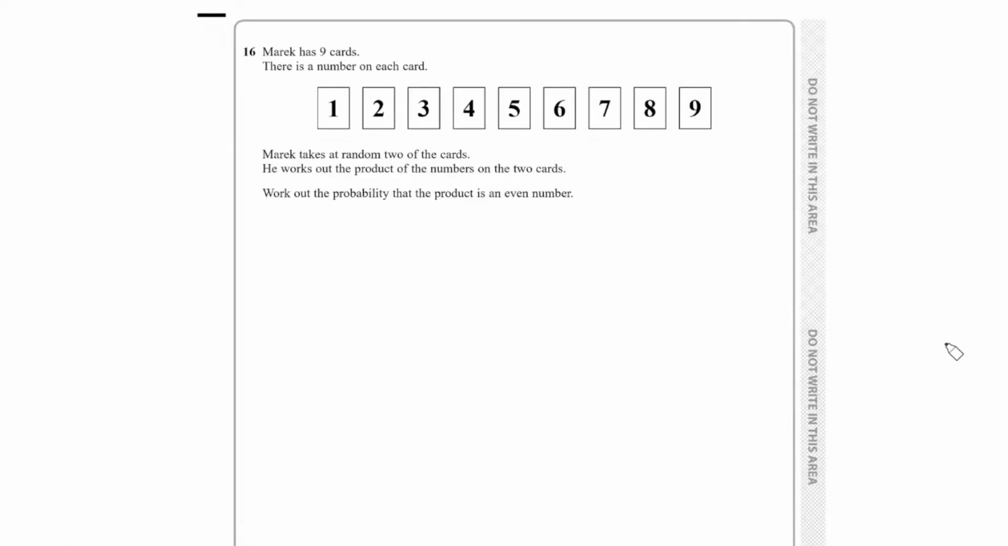Question 16. We've got, let me have a look on my piece of paper. Marek has 9 cards. There is a number on each card. Marek takes at random 2 of the cards. He works out the product of the numbers on the 2 cards. Work out the probability that the product is an even number.